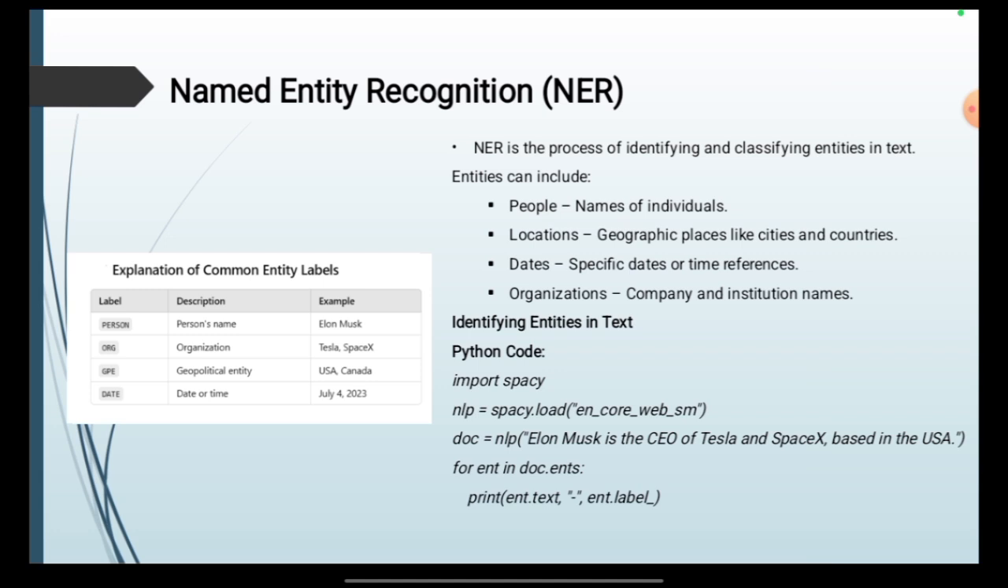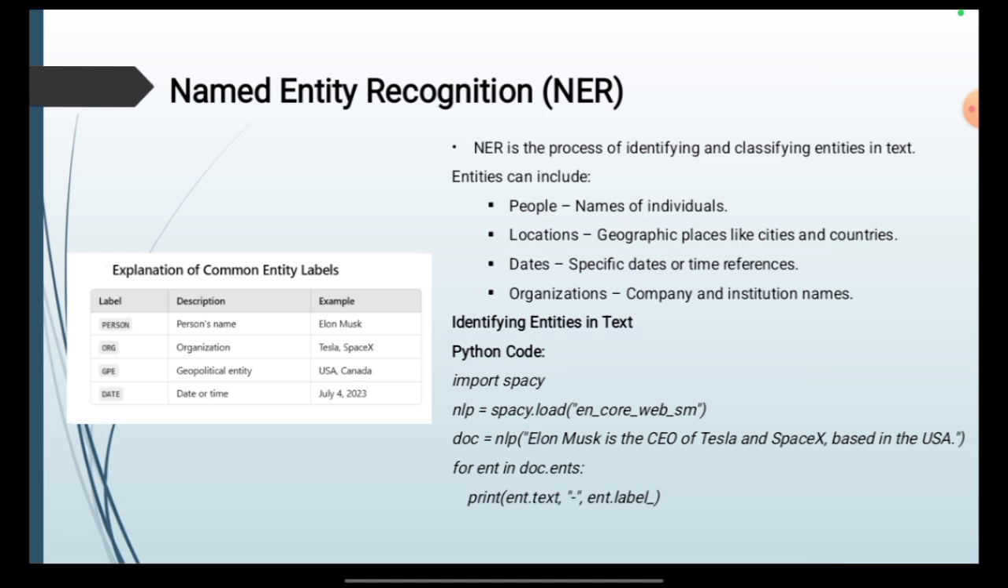The provided image shows a table titled Explanation of Common Entity Labels, which outlines common entity labels used in named entity recognition, NER. It includes 4 key labels: PERSON, representing a person's name, such as Elon Musk; ORG, representing an organization such as Tesla and SpaceX; GPE, representing geopolitical entities like countries or cities, such as USA and Canada; and DATE, representing dates or times such as July 4, 2023.